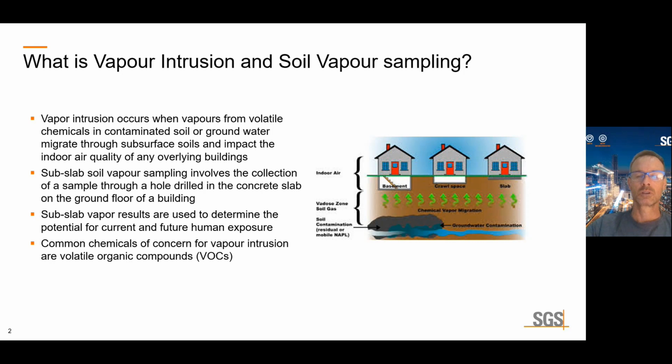Vapor intrusion occurs when vapors from volatile chemicals in contaminated soil or groundwater migrate through subsurface soils and impact the indoor air quality of overlying buildings. Soil vapor sampling involves the collection of a sample, which is usually through a hole that is drilled in the concrete slab on the ground floor of a building. Common chemicals of concern for vapor intrusion are volatile organic compounds.